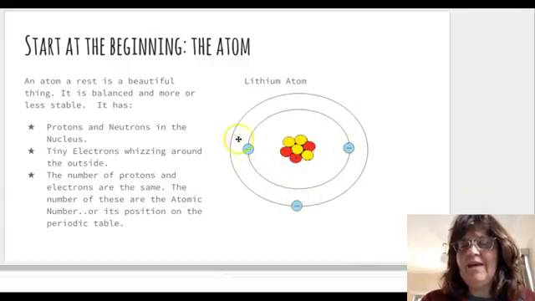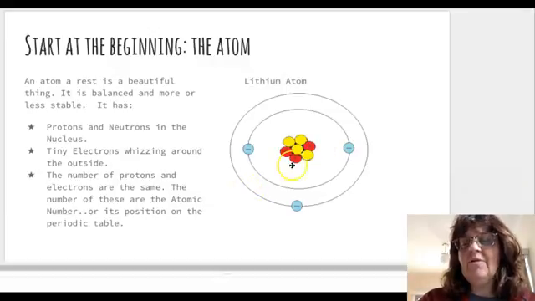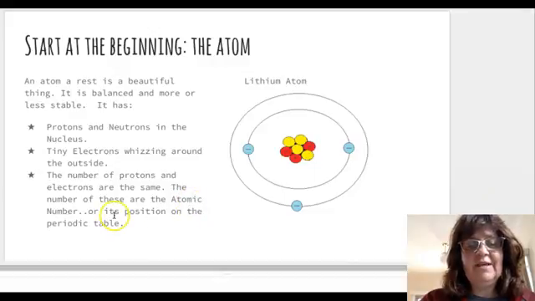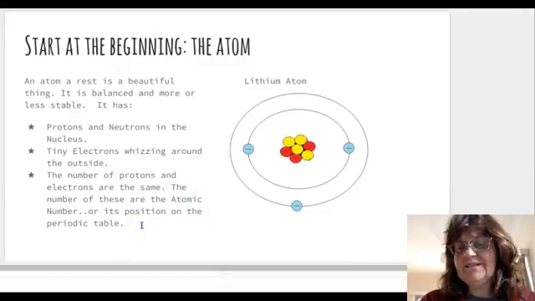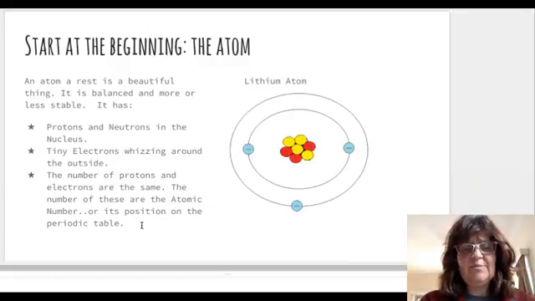So any of the elements that you see on the periodic table, when you look at their atomic number, so lithium atom, its atomic number is 3, we can know that it has 3 protons and 3 electrons. If it's an atomic number of 6, we would know that that atom, which I think is carbon, has 6 electrons and 6 protons.